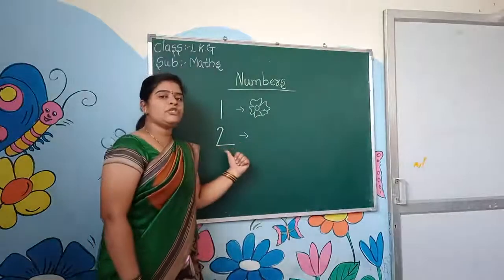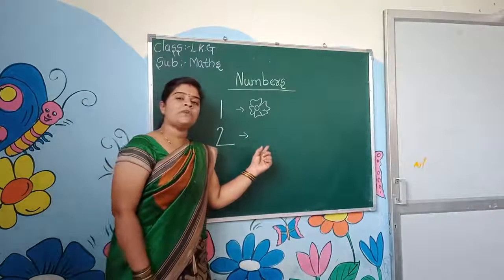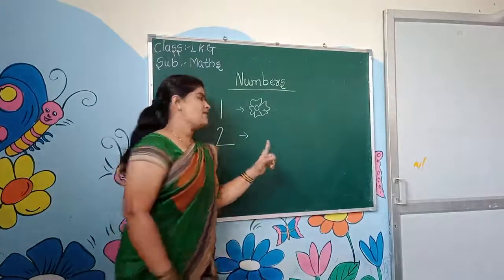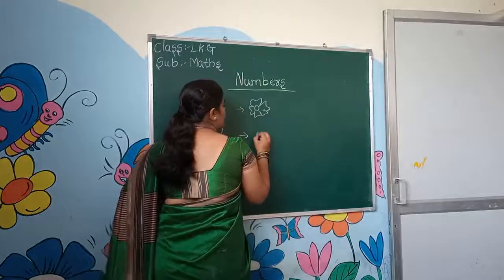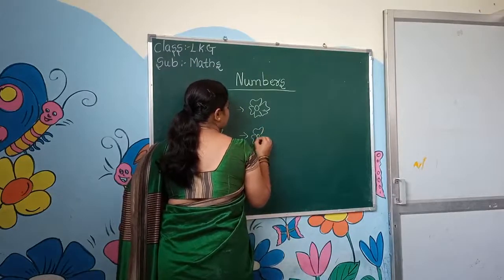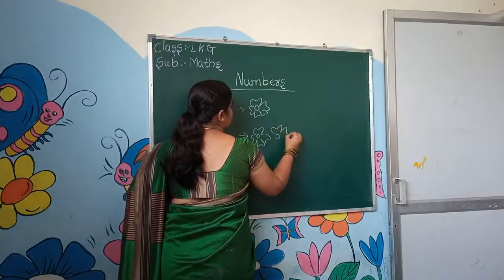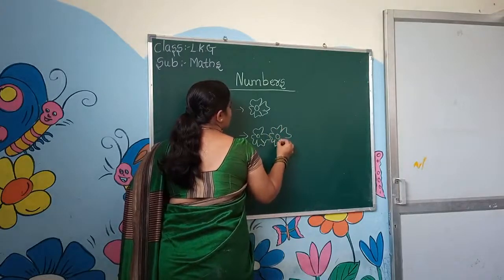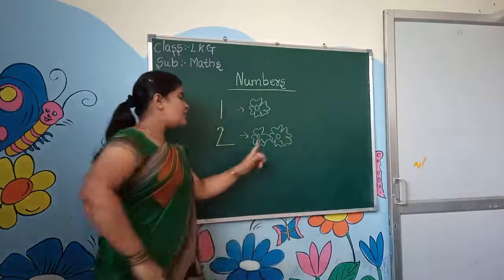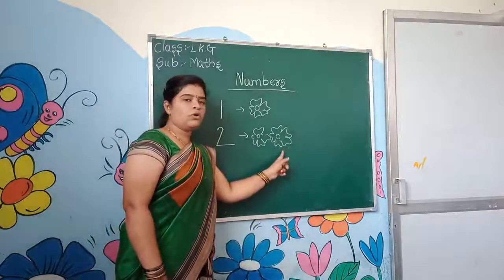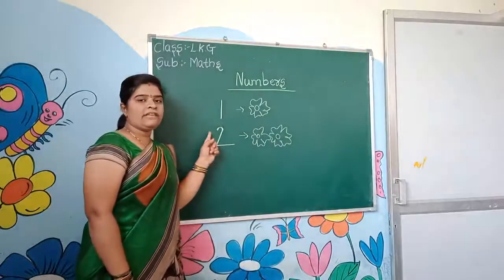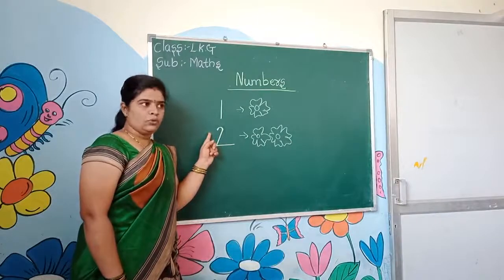Here I write number 2. Then how many flowers do we have to draw? Yes, we have to draw 2 flowers. Children, we have to draw here 2 flowers. Count 1, 2. Yes, already we have written here 2.